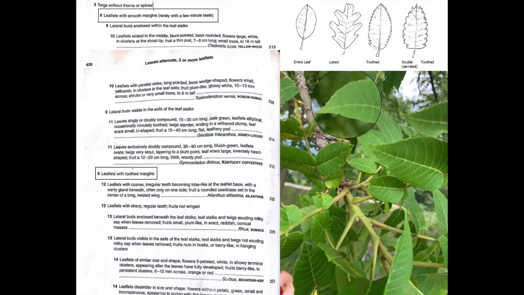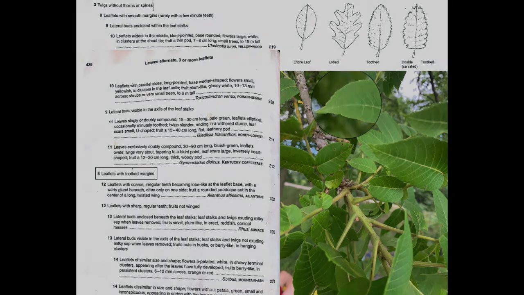The options for 3 read, twigs with thorns or spines, or twigs without thorns or spines. This tree does not have thorns or spines, so we are going to go with the second option for number 3. My next option is 8, leaflets with smooth margins. The other option 8 is on the next page, leaflets with toothed margins. You can see that the leaflets are toothed.